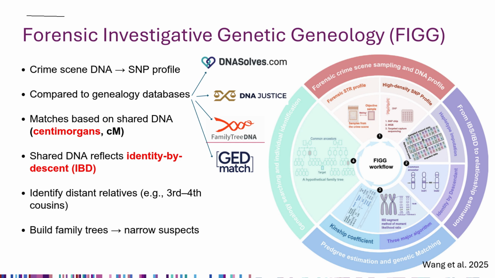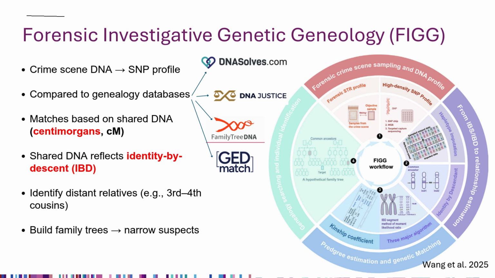So, how is FIG different? Instead of asking, does this DNA match someone? FIG asks, does this DNA match anyone's relatives? Forensic investigative genetic genealogy is a method that uses SNP-based DNA data to identify unknown individuals by finding genetic relatives in genealogy databases and reconstructing family trees.